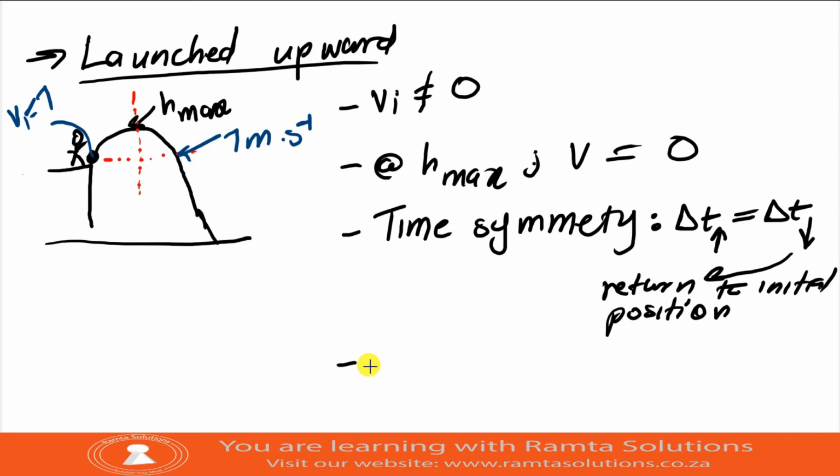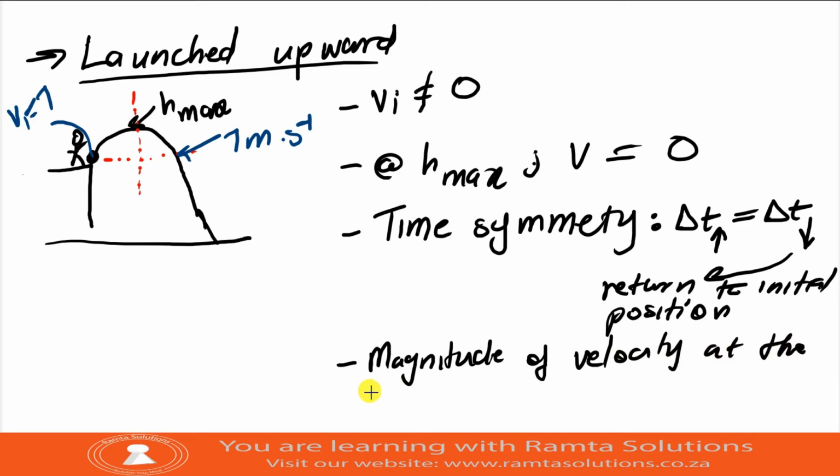So let me write it down. Magnitude of velocity at the same point is equal. Remember, when I say is equal, I mean for upward motion and the downwards motion. Is equal or is the same.